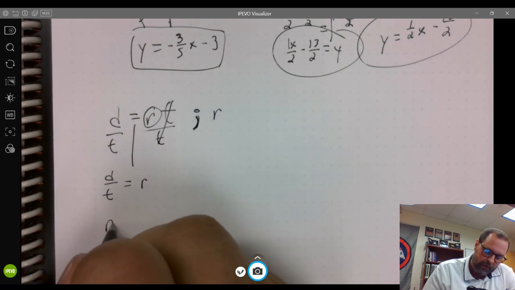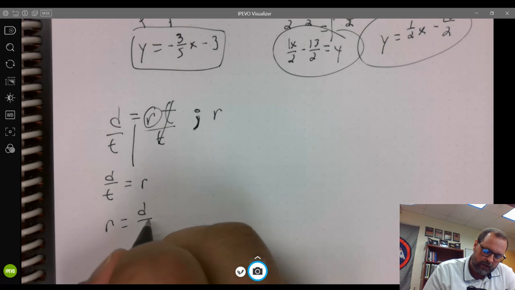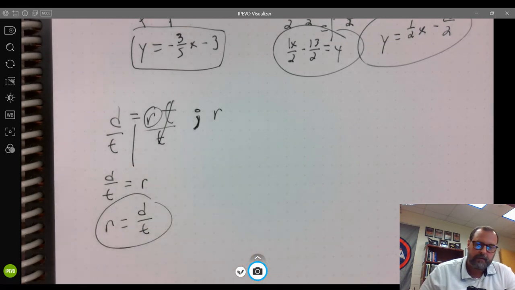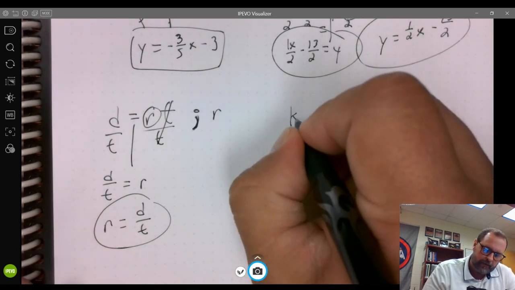If you want to flip the whole thing, you could do r equals d over t. For that one, that's it. So you did one thing to solve it. You have all the letters that are still in there. That's the part that tends to throw people off the most. Okay. Let's look at one with a fraction in there.